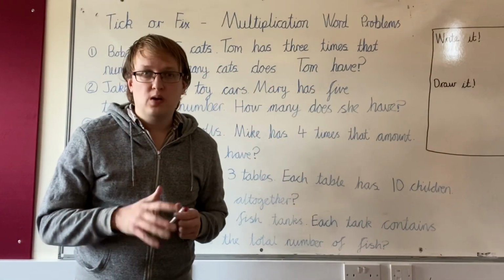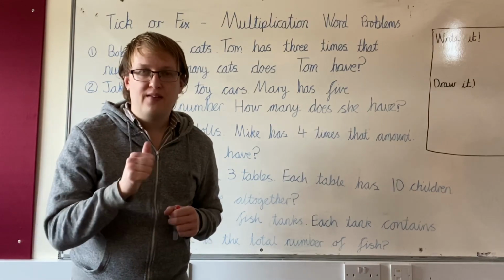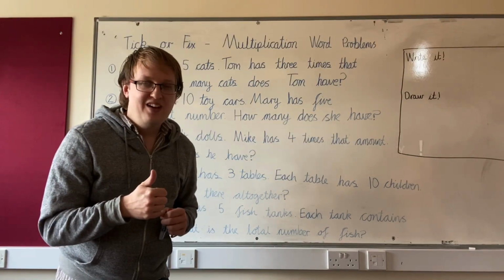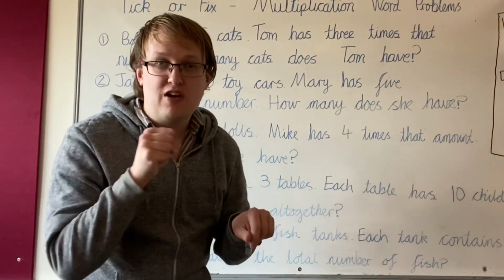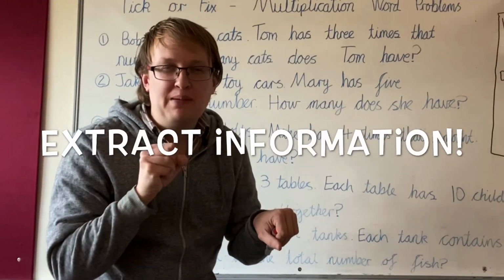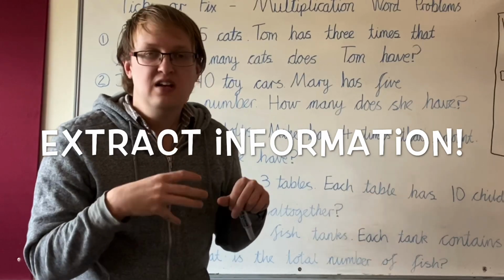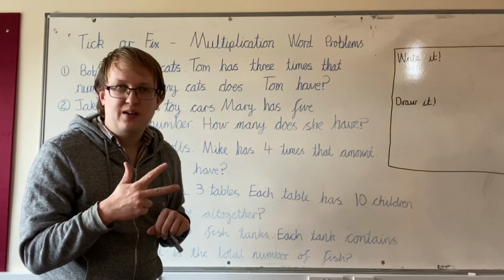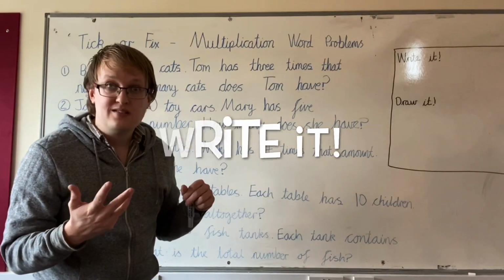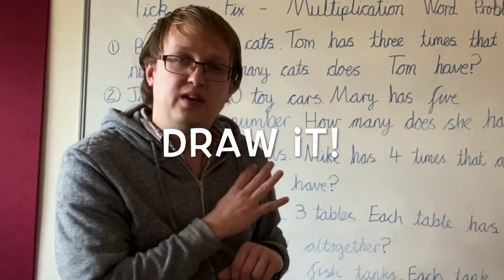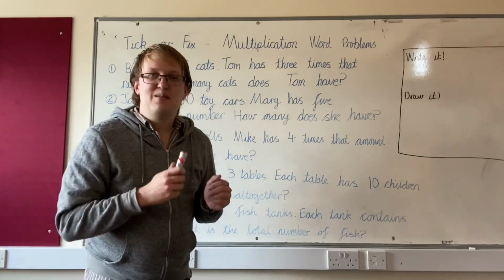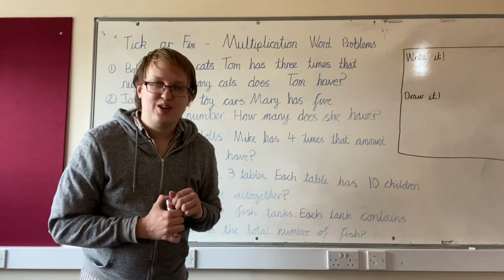What we're going to do is follow a 5-step plan. The first step is to read the question really carefully. The second step is to extract, or take out, the really important information that we need to solve the problem. The third step is to write out the calculation in a number sentence. The fourth step, we're going to draw it, and the fifth step, check our answer. So let us look at the first question then.